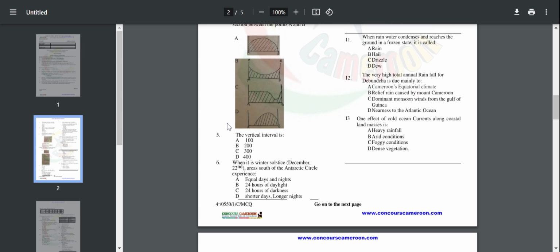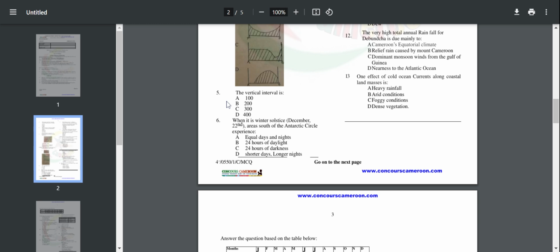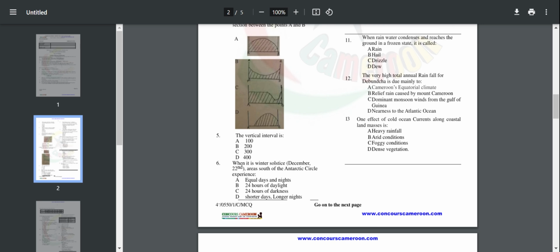Question 5. The vertical interval is. So for this question 5, I will leave it with you as an assignment. Just go and do the assignment on this question 5.